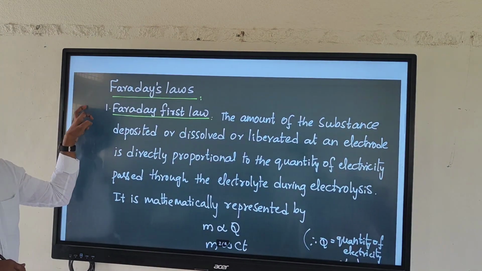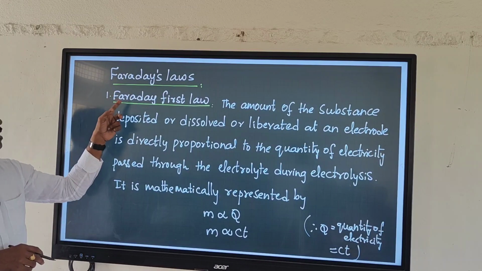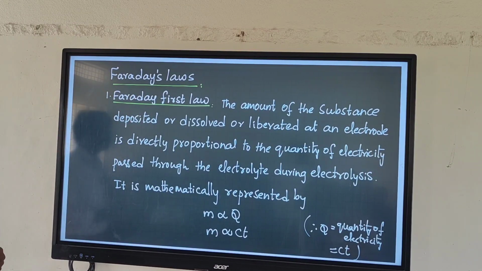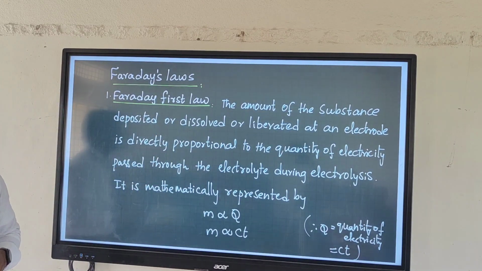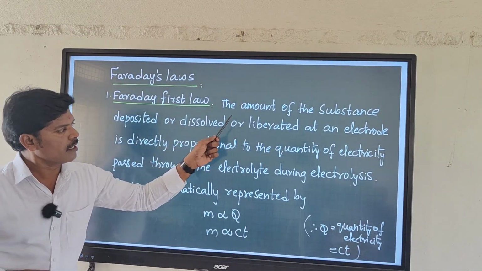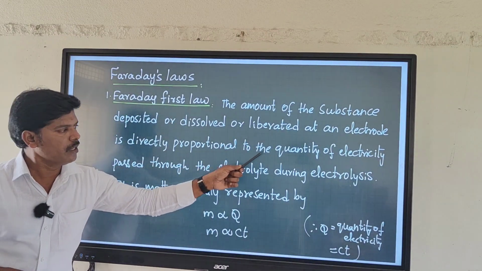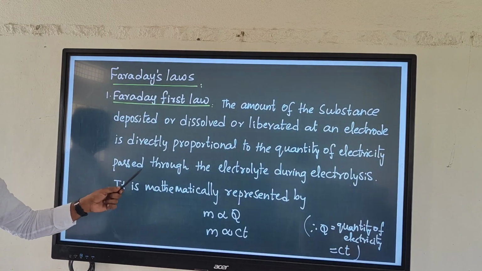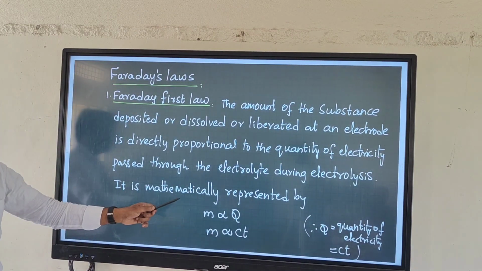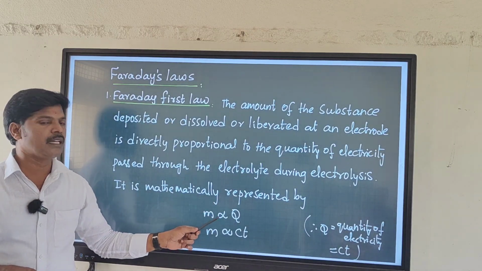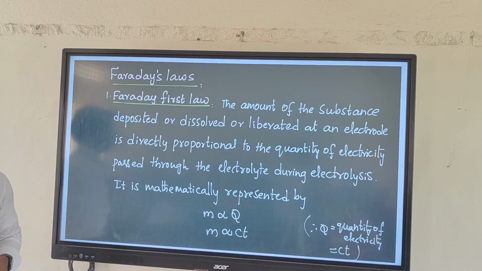So Faraday's laws, we have two laws. One is Faraday's first law of electrolysis. The amount of substance deposited or dissolved or liberated at an electrode is directly proportional to the quantity of electricity passed through the electrolyte during the electrolysis. It is mathematically represented by M is directly proportional to Q. M is mass, Q is quantity of electricity.